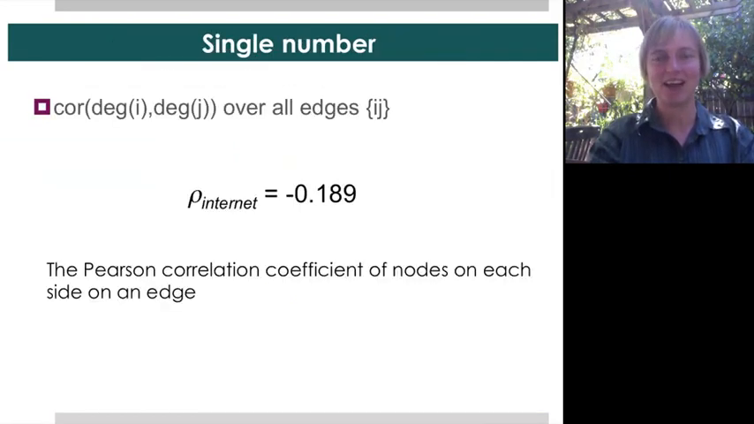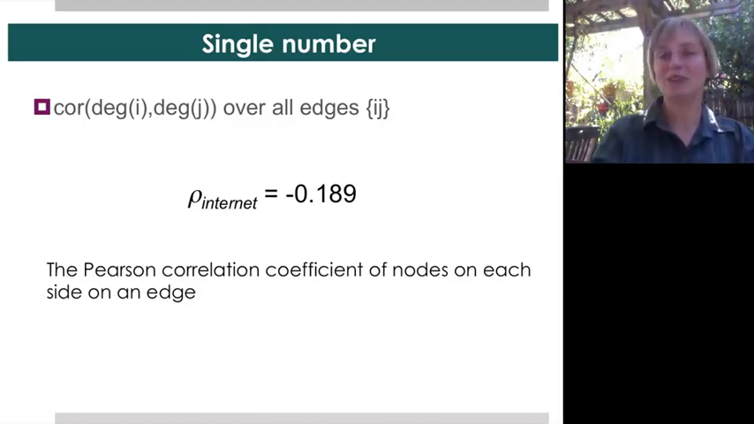And then to simplify even more, you can just look at a single number, which is over all the edges, you just take the correlation between the degrees of the nodes on either side. So for example, for the internet, you get this slight disassortativity of minus 0.2.